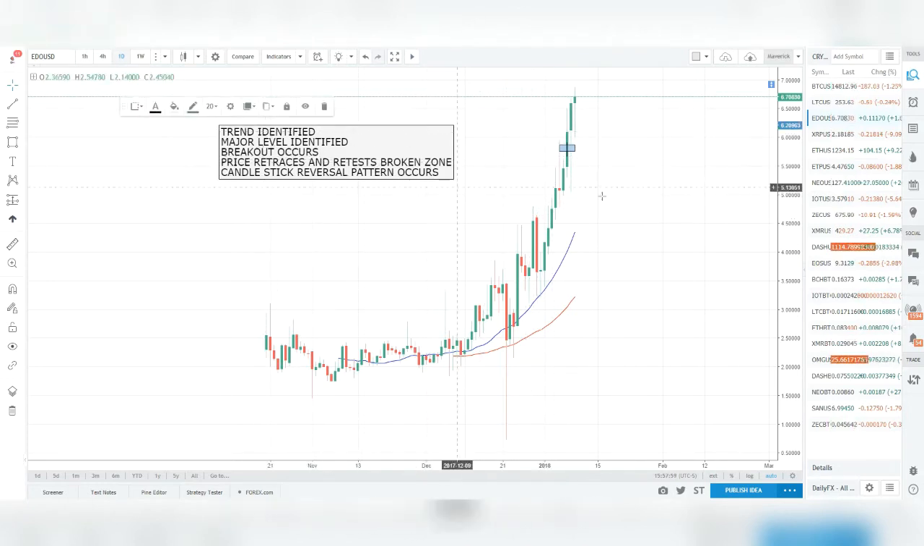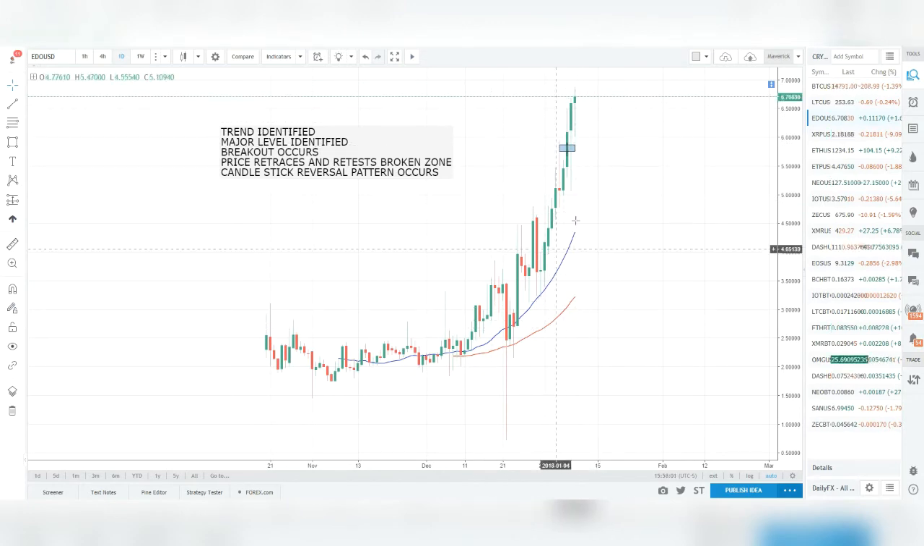So first, I'm going to identify a trend. Here, it's an uptrend, very clear. I have exact methods of doing it in my trading course, corefxtrading.com. But first I'm identifying a trend.